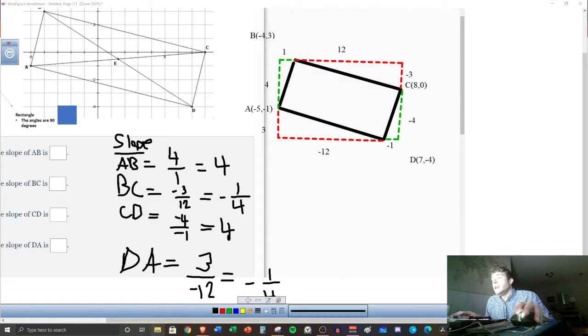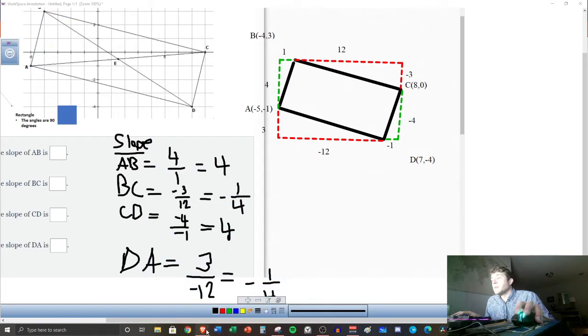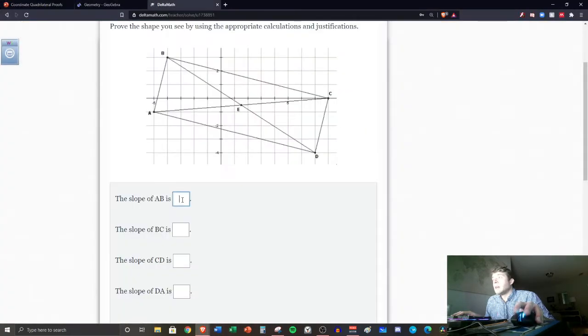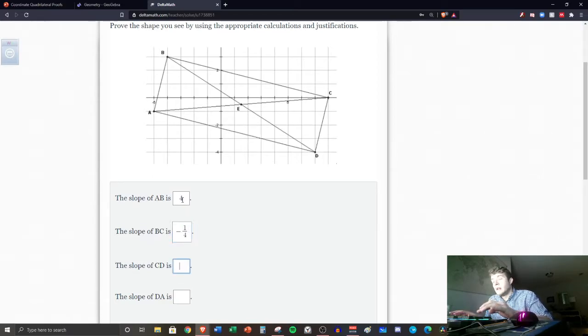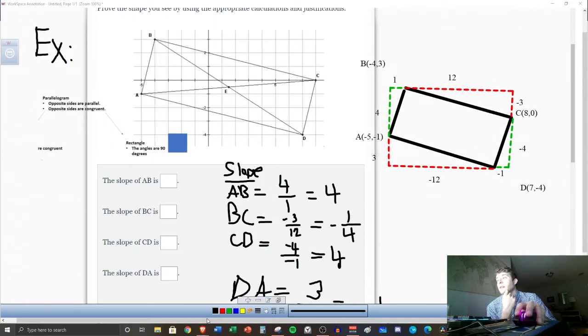All right, so in Delta Math, how I would start this, let's pull this up. I would type in a 4 here. I'd go down, I'd do -1 divided by 4. Type a 4 here, and then -1 divided by 4. And that's what you start with, okay? This is showing you that opposite sides are parallel for both. All right, so back over here, we have successfully shown this one.